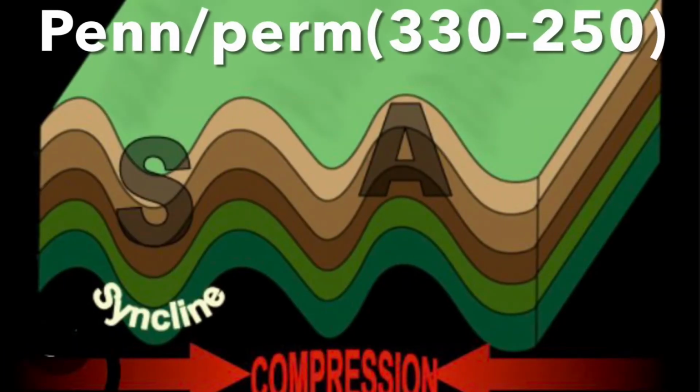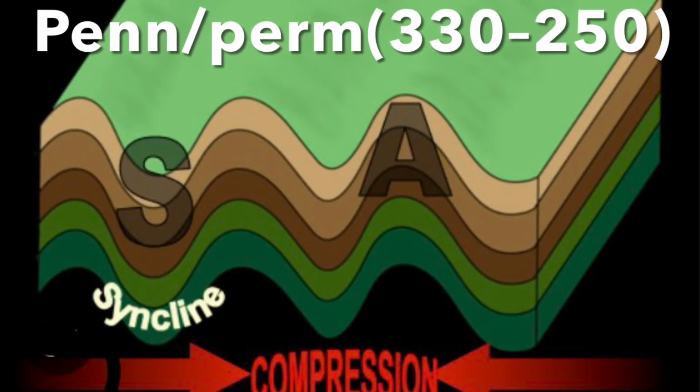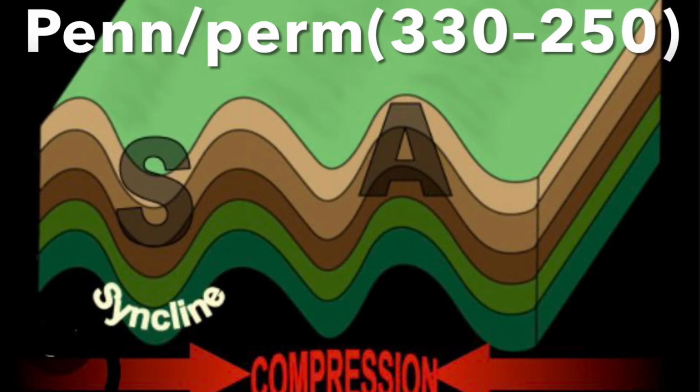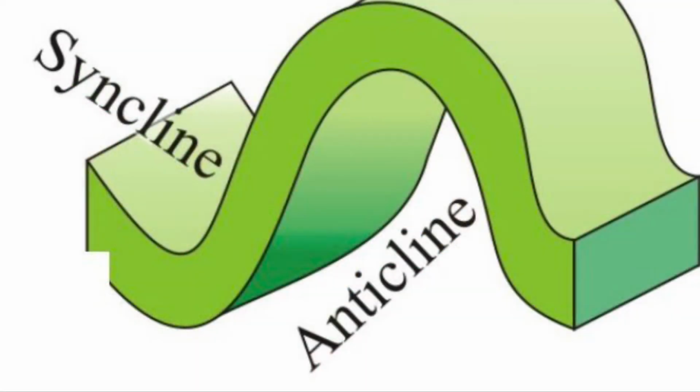Hi guys, I think the first thing that we need to look at is how all these features formed and when, so let's take a look at that. When Africa crashed into North America during Pennsylvanian and Permian time, it pushed the existing rocks that were in layers up into upfolds and downfolds. The upfolds are called anticlines, the downfolds are called synclines.